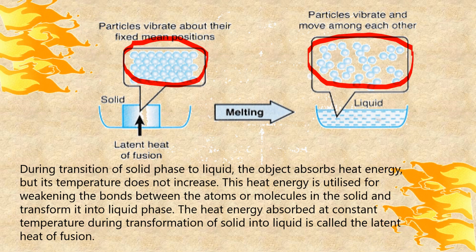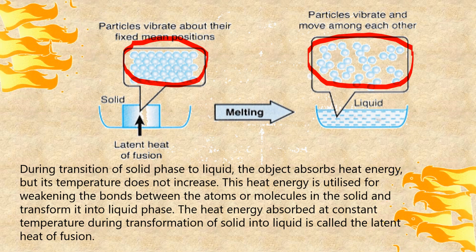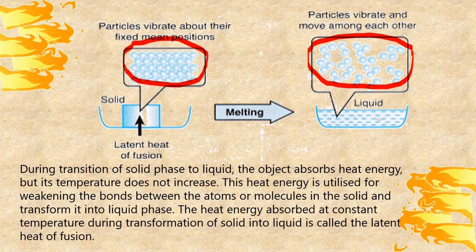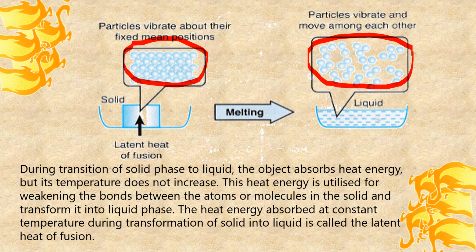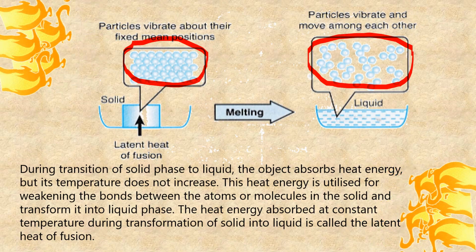So the heat energy absorbed at constant temperature during transformation of solid into liquid is called the latent heat of fusion. ठीक है, तो solid से liquid में जब transfer होता है और उसके दौरान में जब heat absorb हो रही है for this process to take place, उसे हम लोग कहते हैं latent heat of fusion. Alright, everybody is now understanding this part.